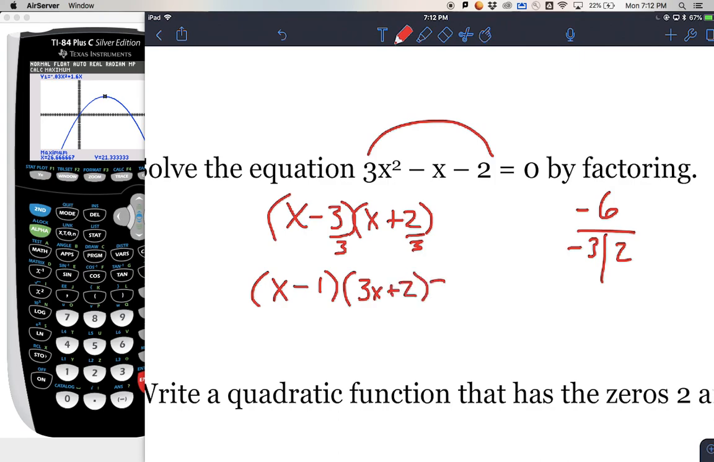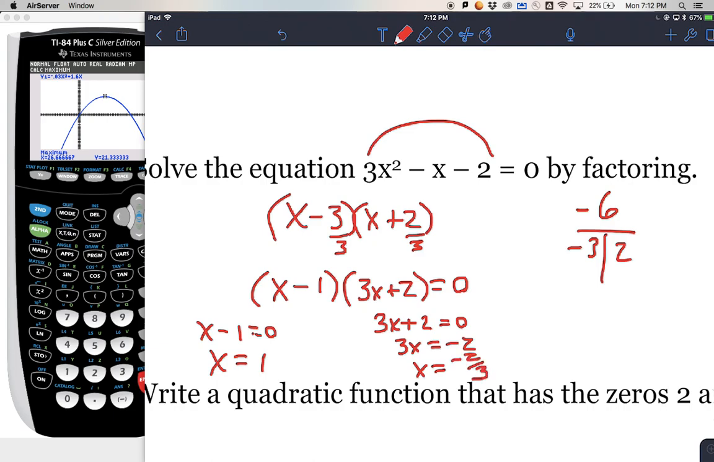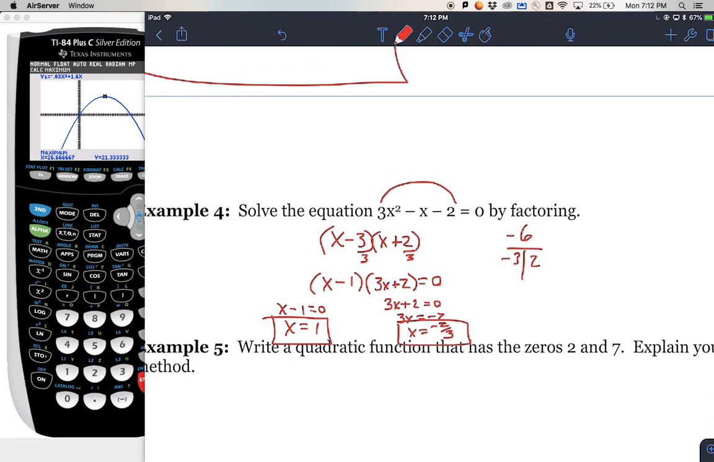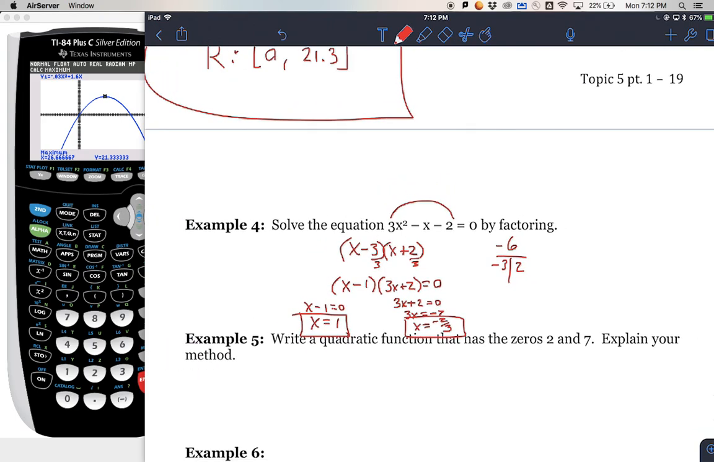Okay, from here, set them equal to 0. x minus 1 equals 0. This is the split and solve part. You got 3x plus 2 equals 0. Subtract 2, and then divide by 3. -2/3. So -2/3 is one of the solutions. The other solution is x equals 1. So hopefully we got factoring down by now. Okay, look at this next one here.